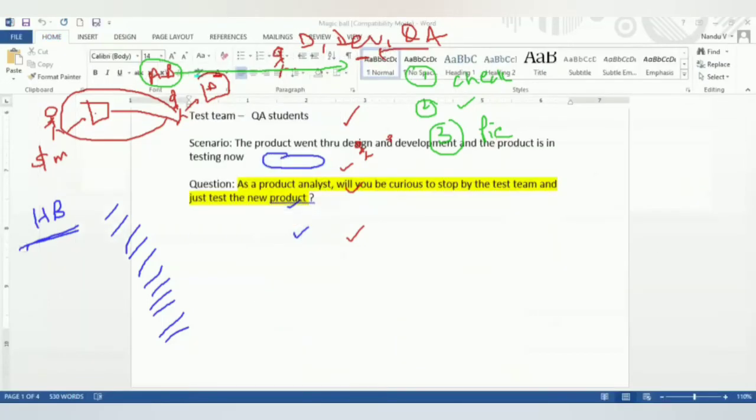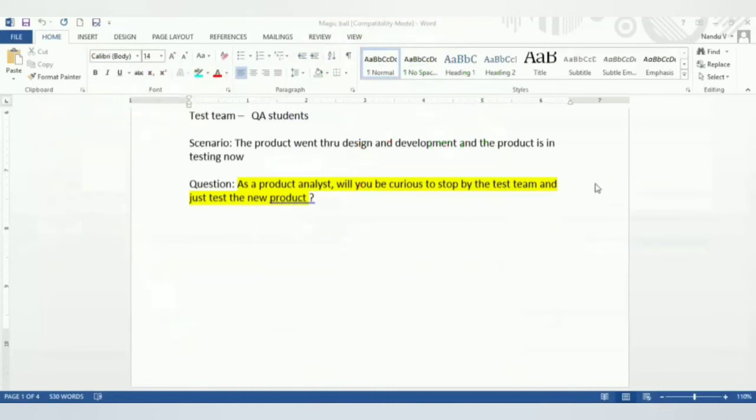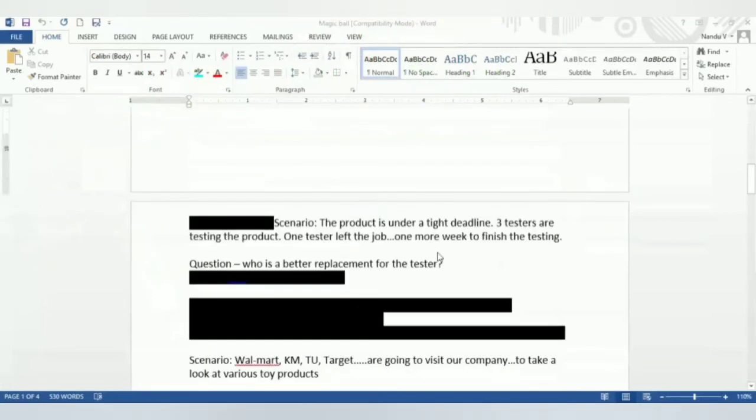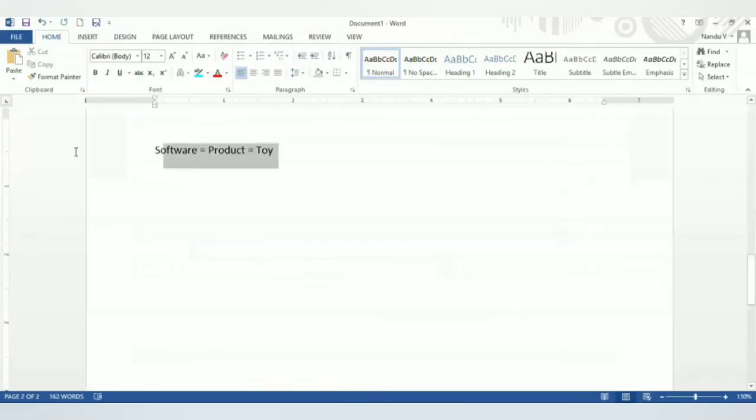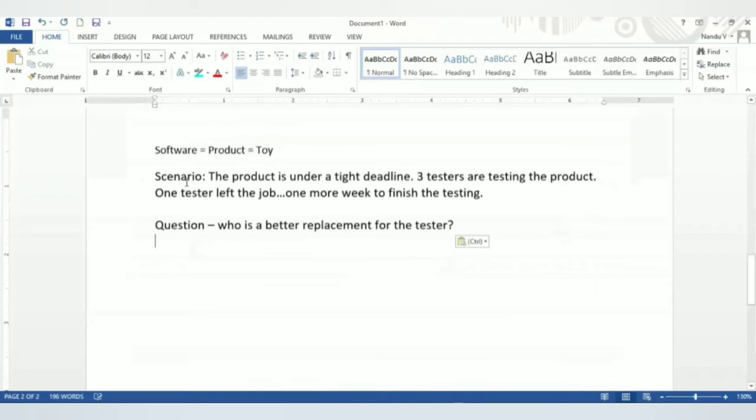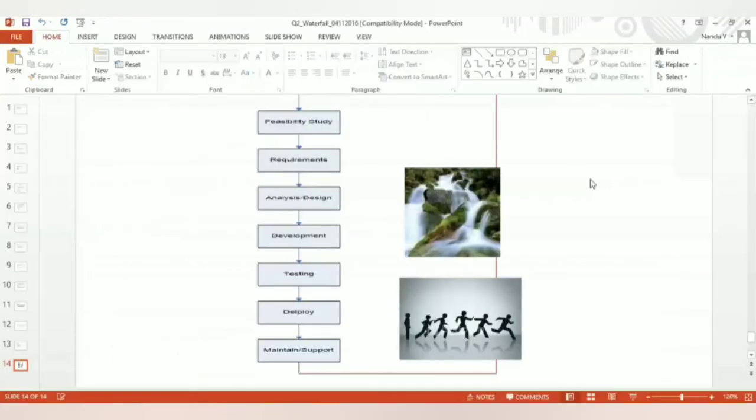So let's go to the next question. Okay, the product is in the same California home scenario, or toy scenario, you can take. The product is under a tight deadline. 3 testers are testing. 1 tester left. 1 more week to finish testing. Who is a better replacement for the tester?